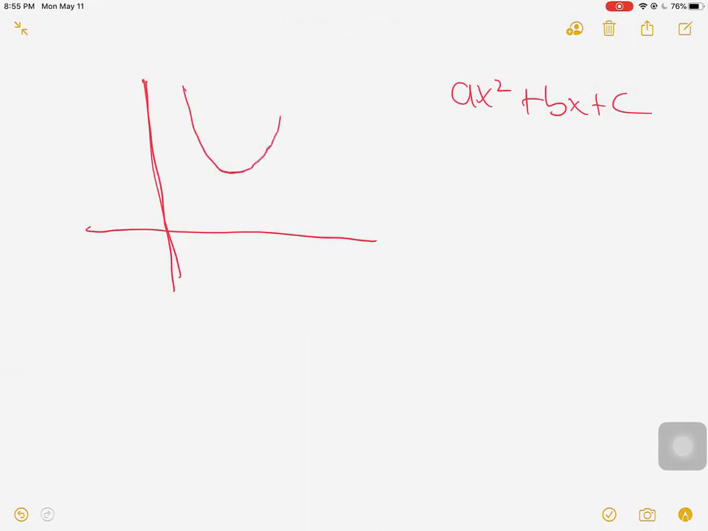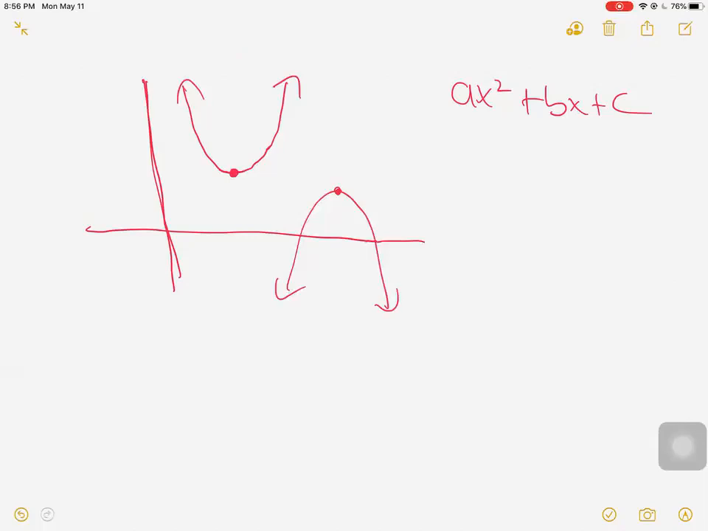The shape of a quadratic looks like a parabola. We call the vertex the bottom or the top, depending on if a is positive or negative. It can look like either of these. Remember when we were trying to find maximums or minimums? We always want to find the vertex, because that's going to be the maximum or the minimum of the quadratic.